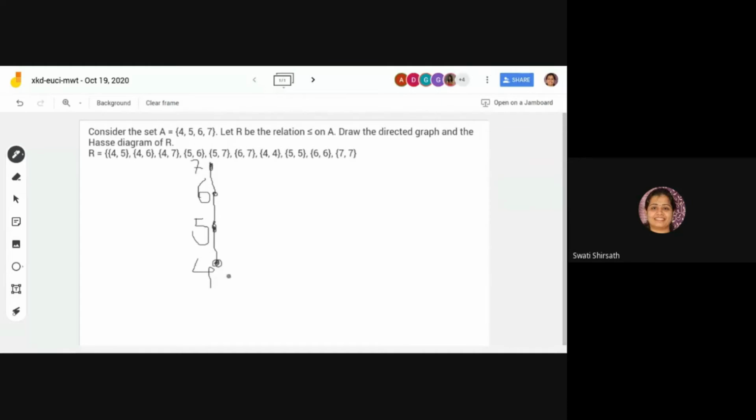Yeah. Now we'll check 4 to something is there or not. Okay. 4, 5, 6, 7, we have covered all of them. Now let's check 4 to 6 is there. So see, 4 to 6 edge is already going through 5, so we need not draw it explicitly.